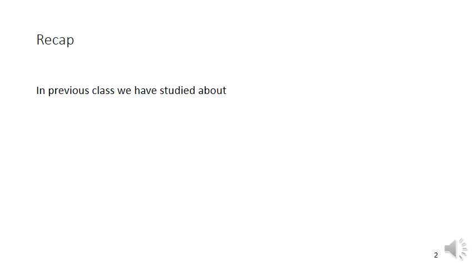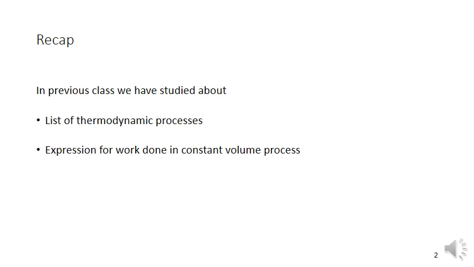In the previous class, we studied the list of thermodynamic processes, the expression for the work done in a constant volume process, and problems on the constant volume process. Thermodynamic processes are divided into non-flow processes and flow processes. The non-flow process has 7 types. The first one is the constant volume process, which has two names, isometric or isochoric.